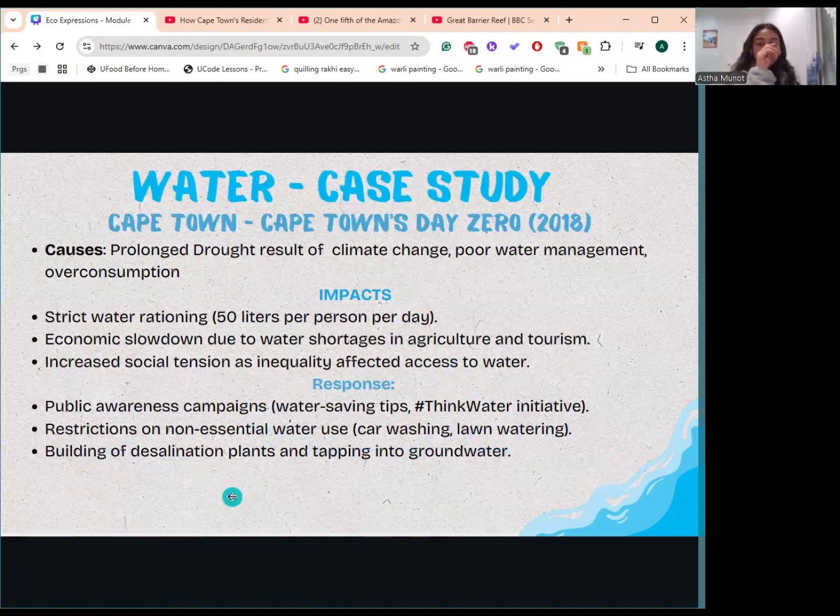And then they also worked on building desalination plants and tapping into groundwater. Desalination plants use ocean water or salt water and desalinize it to make it fresh water that can be drinkable and usable. And then tapping into groundwater, they wanted to see if they could build the infrastructure to get groundwater, water that's stored underground.